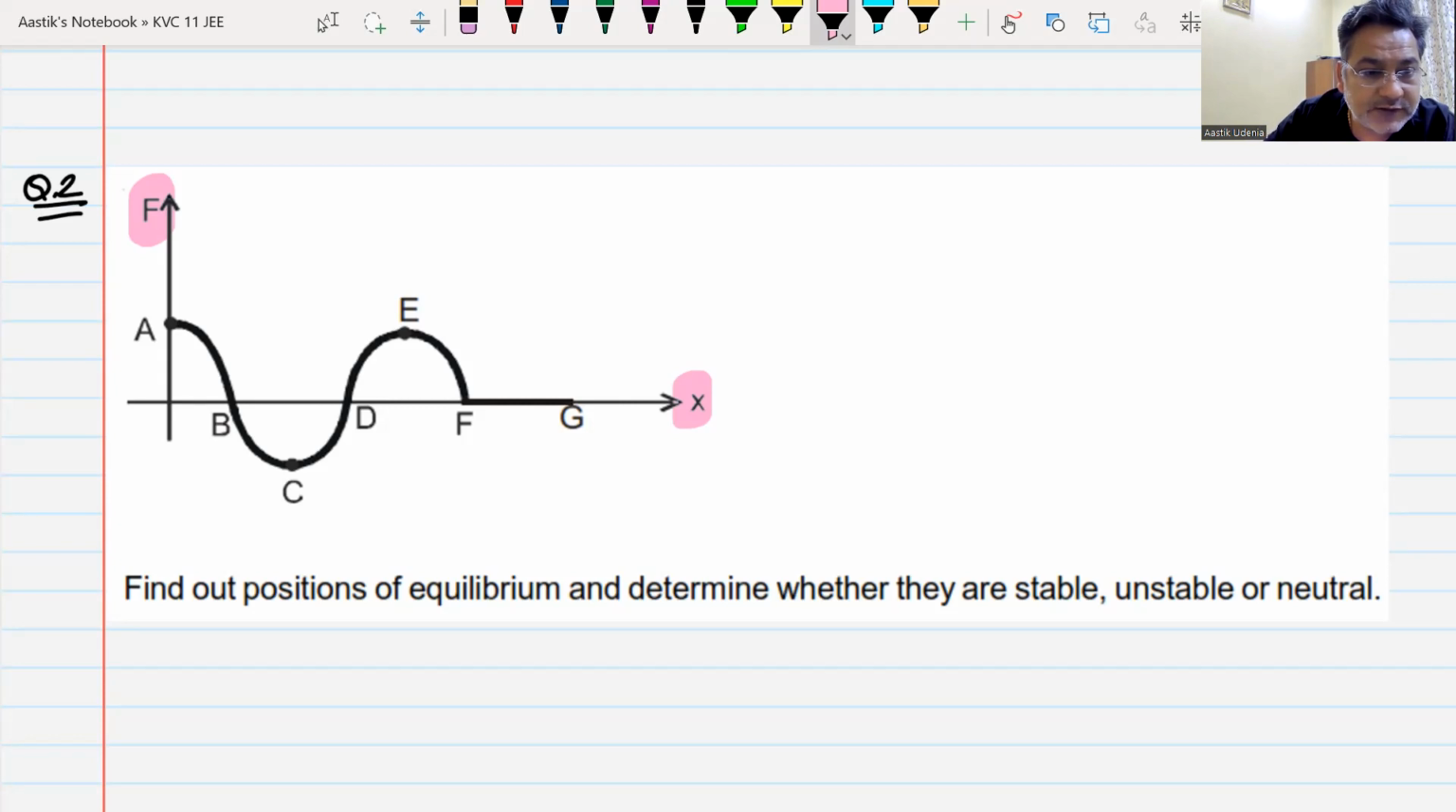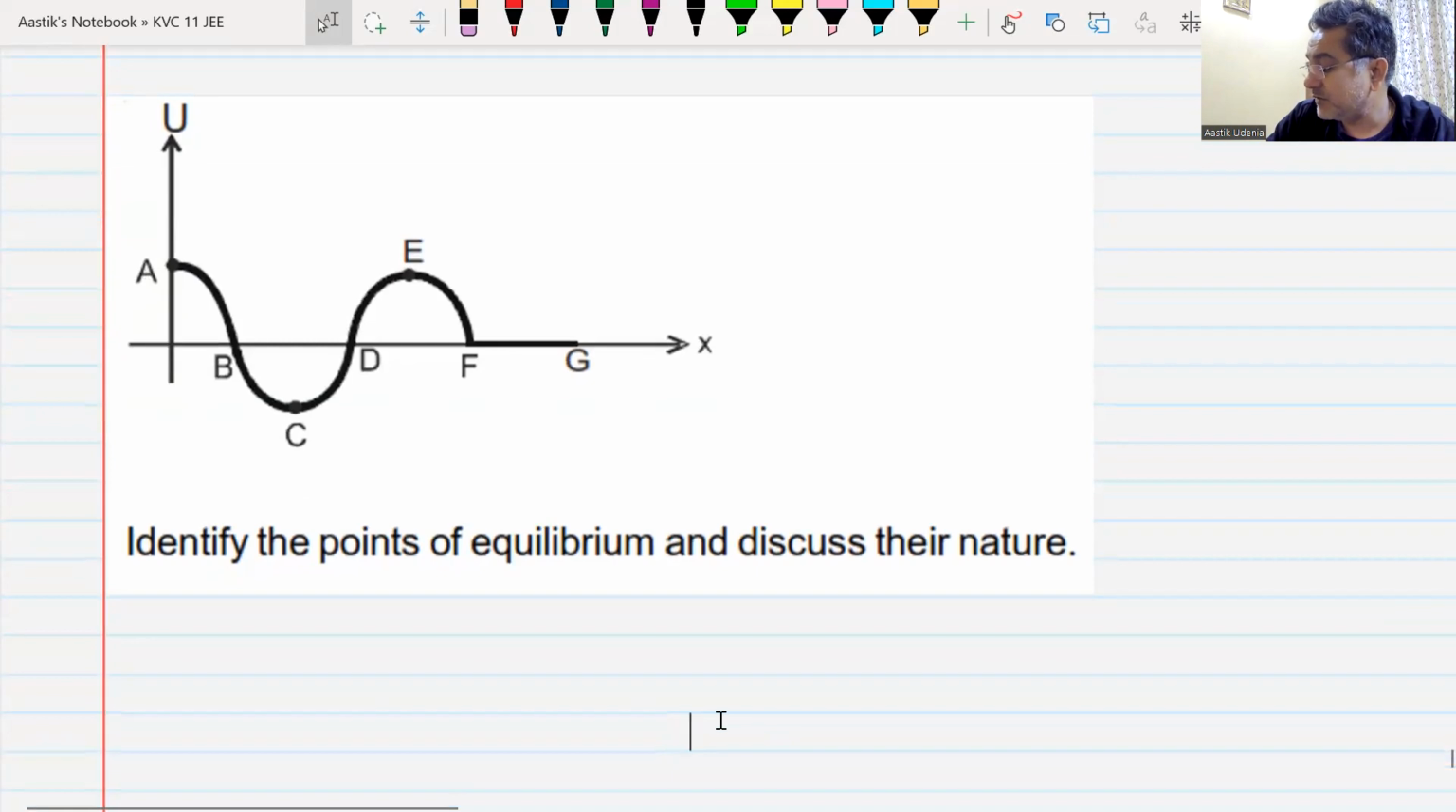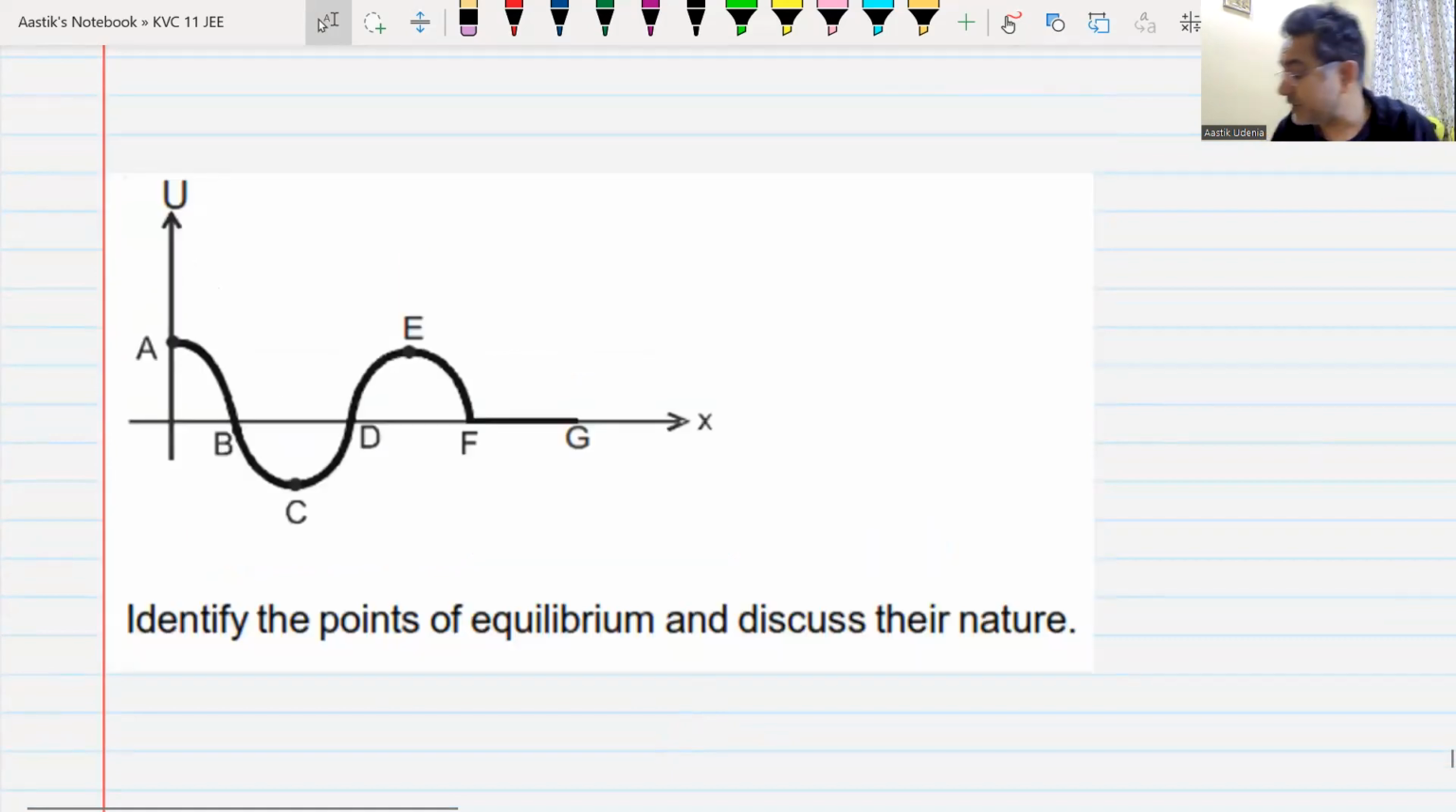If the graph would have been given between U and X, this is the graph between U and X, but this is a different question. In this graph, what are the points of stable, unstable, and neutral equilibrium?